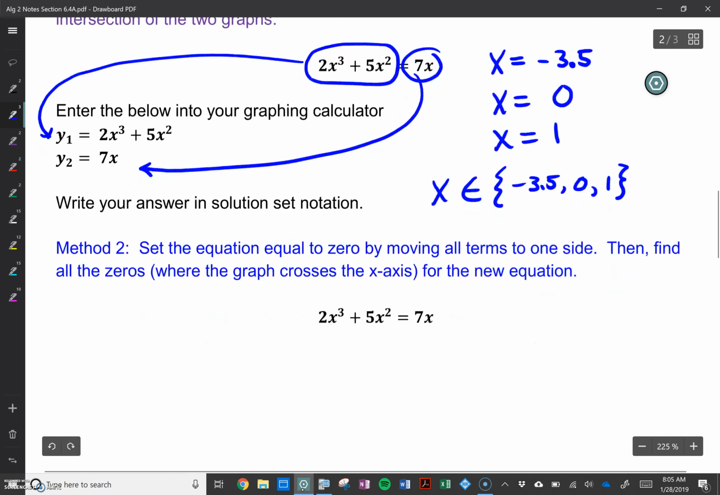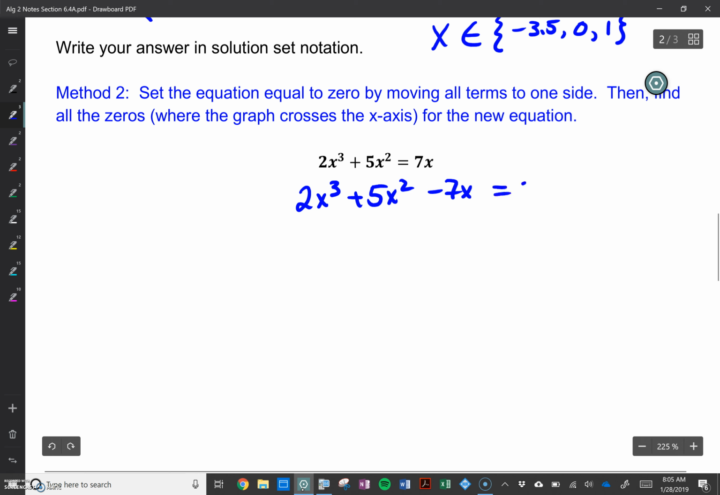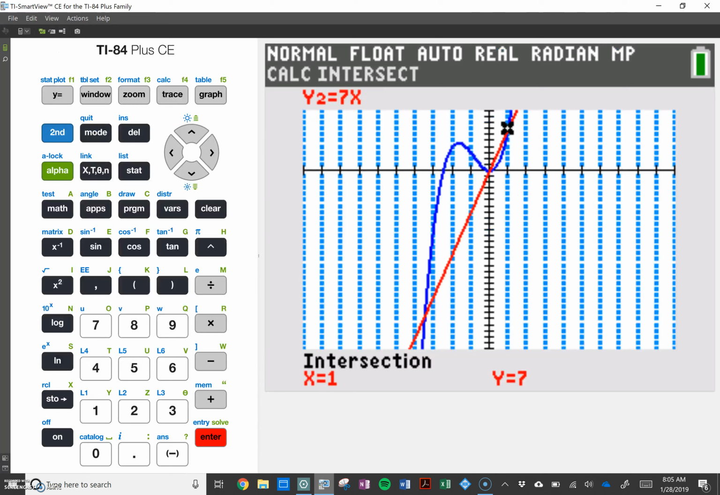Let's take a look at this exact same problem, but now let's set it equal to 0 and solve that way. Setting this equal to 0, 2x cubed plus 5x squared minus 7x. Now we're going to set that equal to 0, and that's going to be our y1. So 2x cubed plus 5x squared minus 7x. So now instead of finding the intersection, we're going to find where it equals 0.